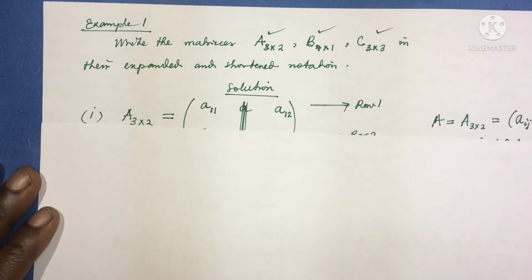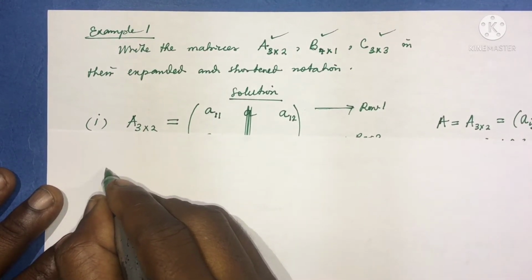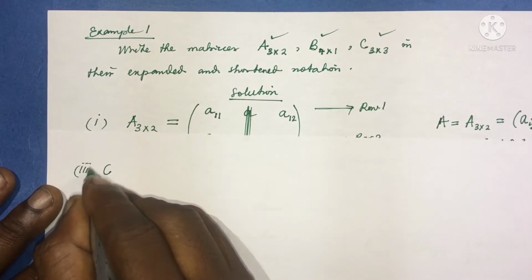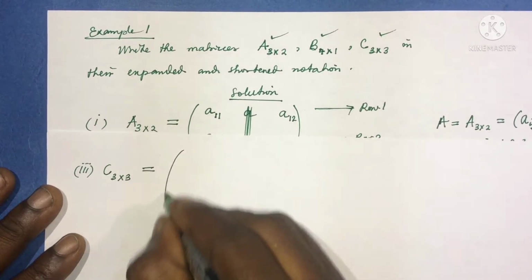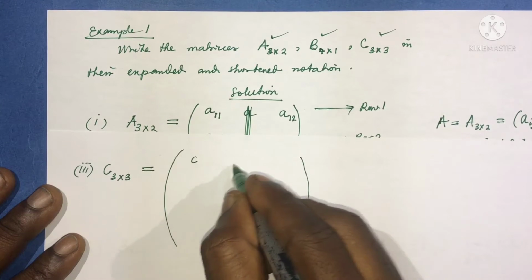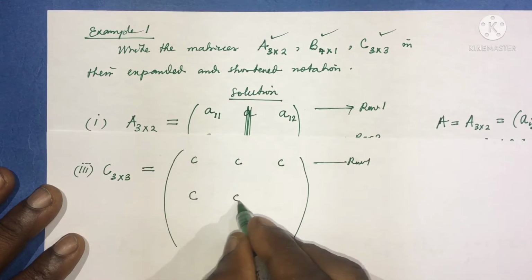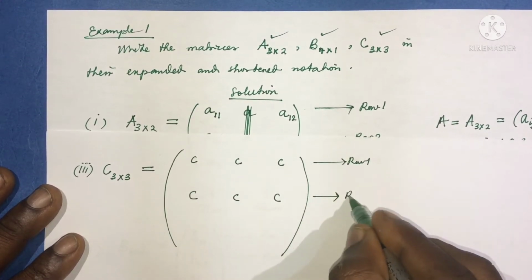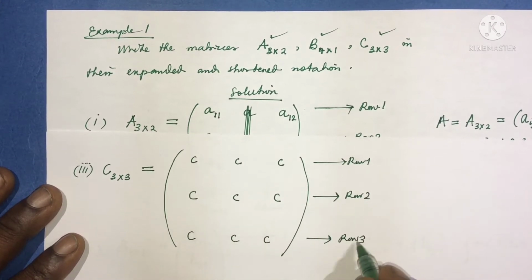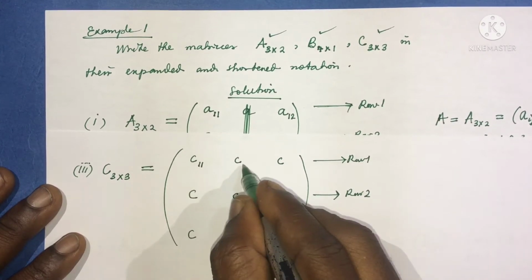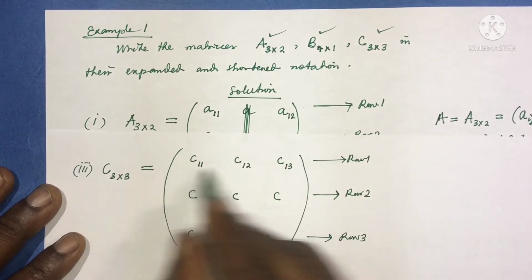Now let's go to number 3. We were asked to represent the general matrix C in both expanded and shorthand notation. So I'm going to write 3 by 3 here, and this will be small c, c, c for row 1, c, c, c for row 2, and c, c, c for row 3. Now this will be c11, this will be c12 because it is in row 1, column 2. This will be c13, row 1, column 3.